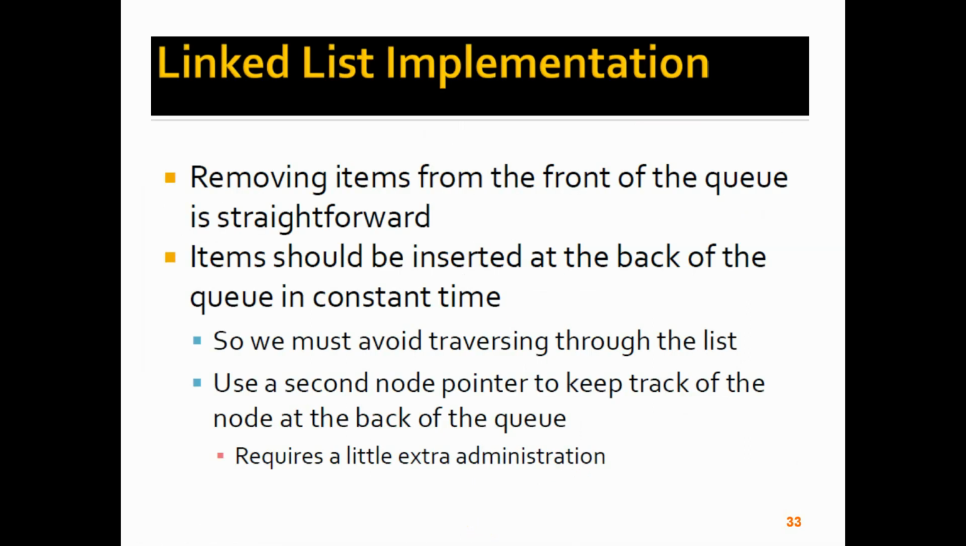In the linked list implementation, as we just saw, we would have 2 pointers, the front pointer and the back pointer. The back pointer is needed so that we can enqueue very fast in constant time. So we don't want to traverse through the linked list.